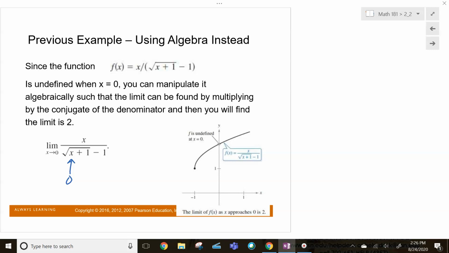But if you're looking at the graph, you're like, wait a minute, as I approach 0 from both sides, I should have a limit. Can I do this algebraically? Yes, you can do this algebraically. So here's the trick. What you want to do is conjugate this thing.